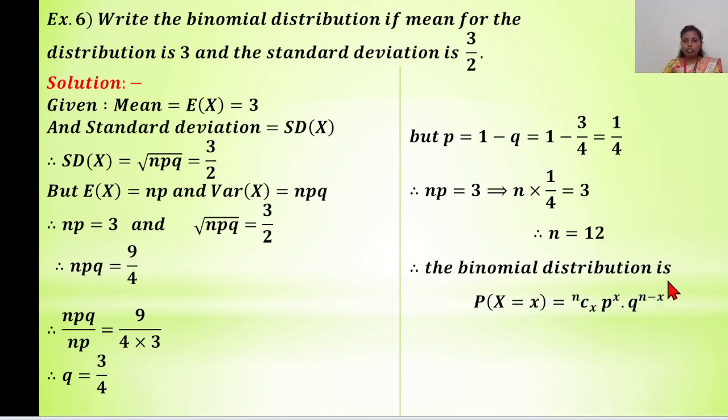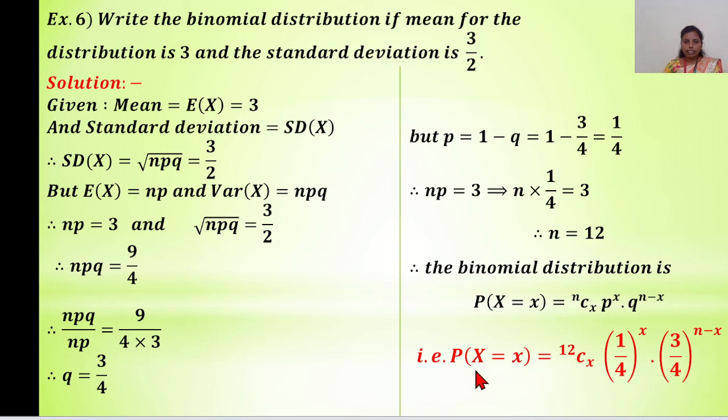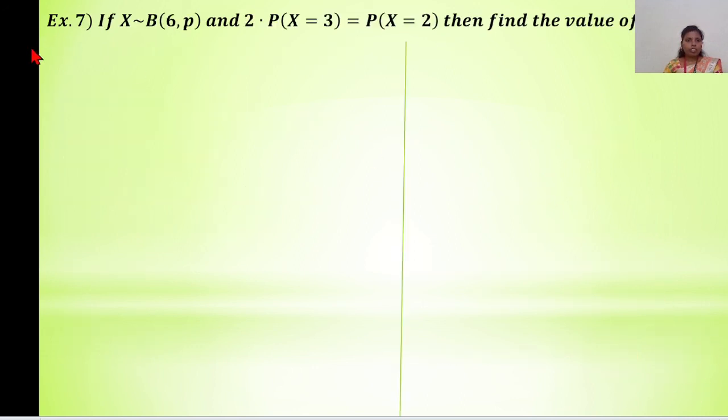Therefore, the binomial distribution is P of X equal to x is equal to nCx p raised to x into q raised to n minus x. That is, probability of X equal to x is equal to, here the value of n is 12, then the term is 12Cx into 1 upon 4 raised to x into 3 by 4 raised to n minus x.